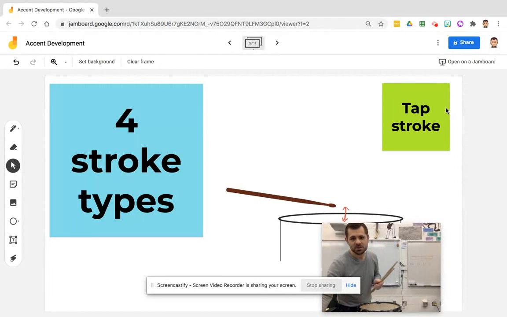So the tap stroke is super important. That's actually what made the thing I just played sound cool. It was the fact that most of my strokes were here. Then when you hear an accent, it jumps out at you, and it's exciting.